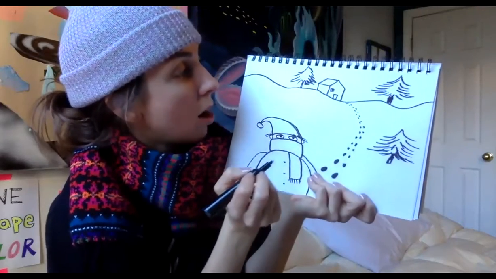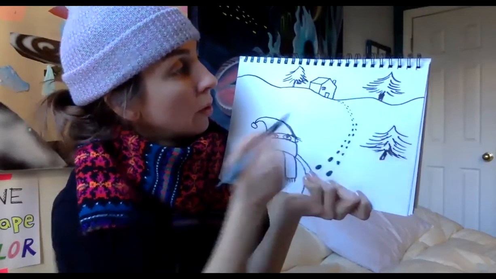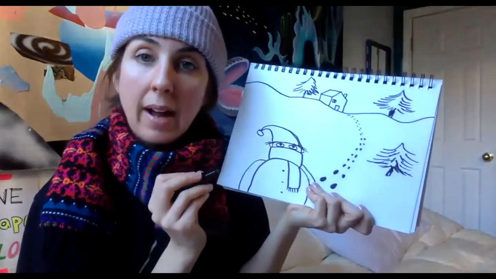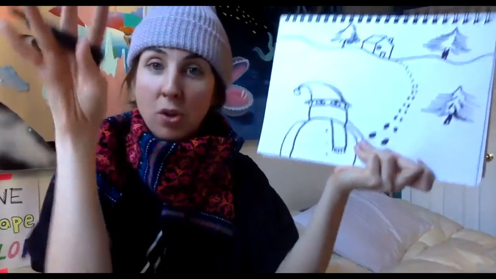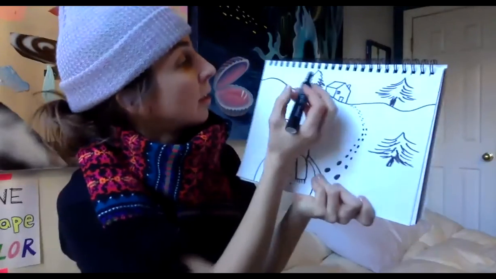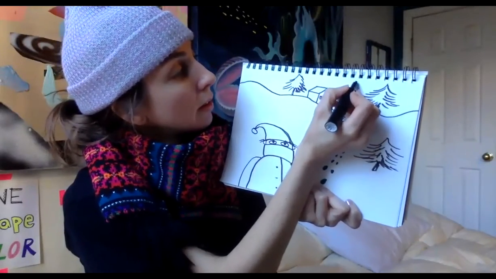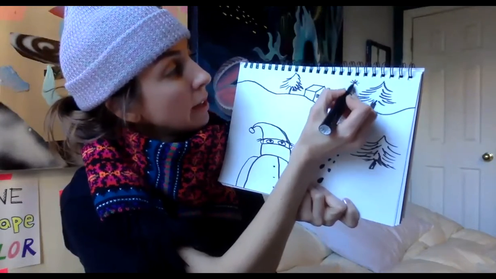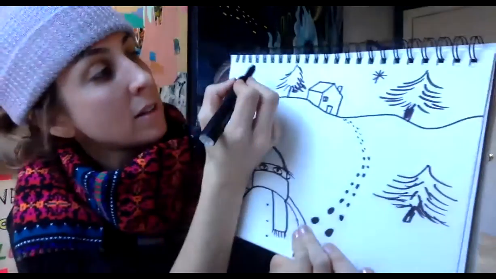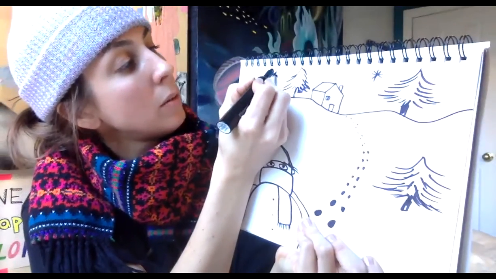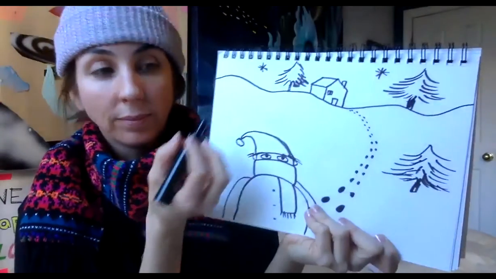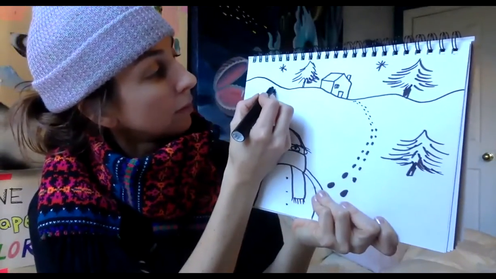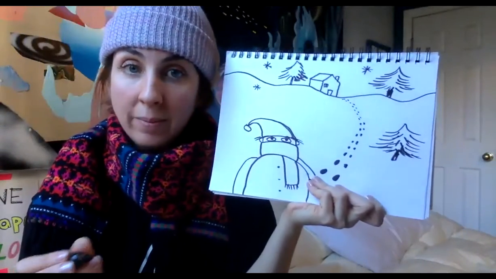You could draw. What else could we draw? We could draw some clouds. We could draw snowflakes falling. I like to draw snowflakes kind of like this, like little stars like this. How do you like to draw snowflakes? You could draw a snowman.